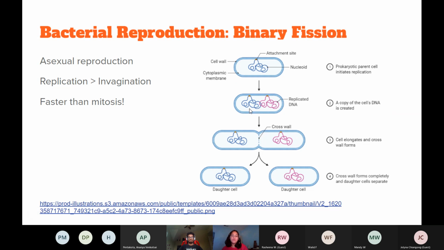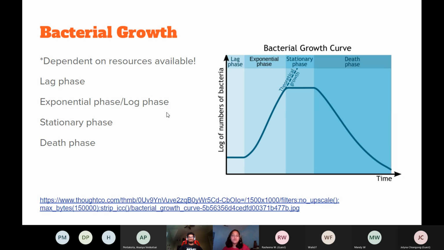The way I like to think of it is because there are so few steps, the speed is very fast. They replicate very fast, faster than mitosis. And in the textbook, they said E. coli replicates in about 20 minutes. So if that gets on your food and it's been a couple hours, just throw the whole thing away, right?